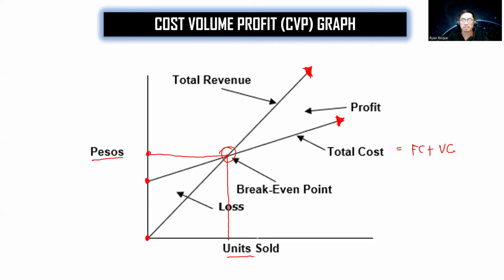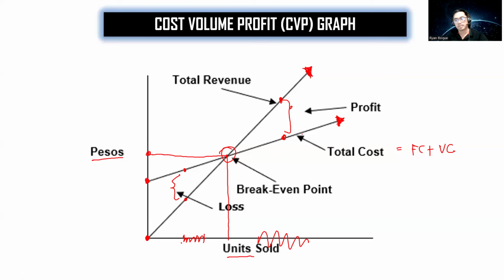If you will be selling more than the number of units needed to break even, if you look at your graph, the total revenue is on top of your total cost line, and the difference is your profit. But if you sell fewer units than the break-even number, the total cost is above the total revenue line. That will give you a loss.